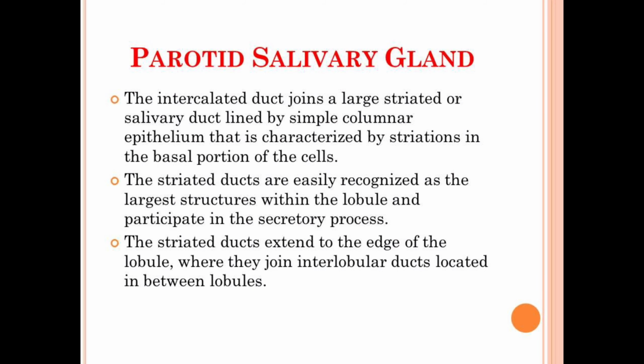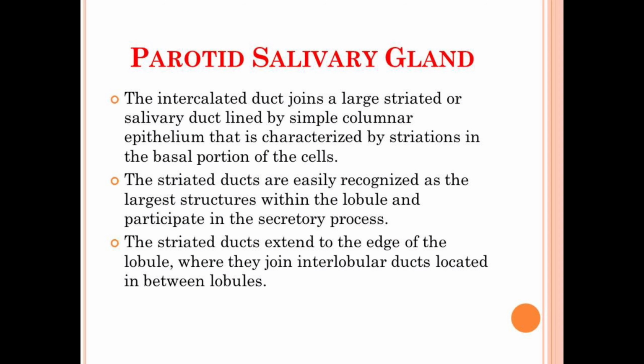Now this intercalated duct will join a large striated or salivary duct that is lined with the help of simple columnar epithelium and characterized by striations in the basal portion of the cell. So basically, first of all, the acinus opens into the intercalated duct and the intercalated duct will open into a salivary duct. The striations are basically the infoldings of the plasma membrane found in the case of a salivary duct.